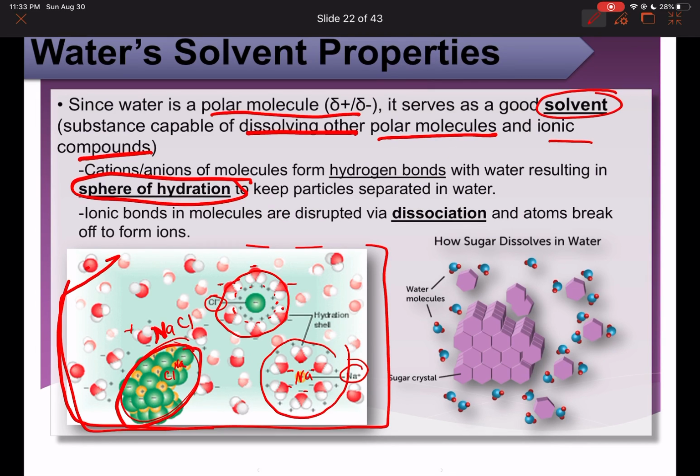So chemically speaking, the ionic bonds between sodium and chloride ions were disrupted by water molecules in a process called dissociation, and those atoms will break apart, as we have seen here, as a chloride ion breaks out or the sodium ion breaks out, and they form those individual ions again. The same process goes for how a block of sugar crystal is able to dissolve in water, due to that sphere of hydration that can form around each of those individual sugar molecules.